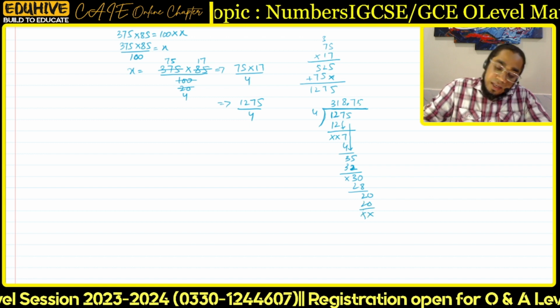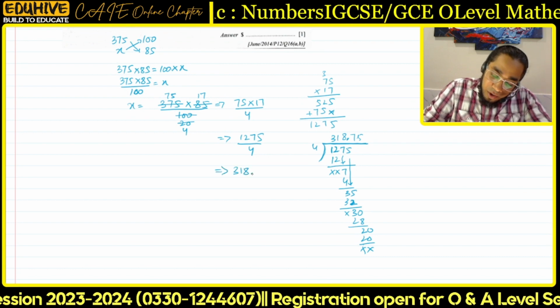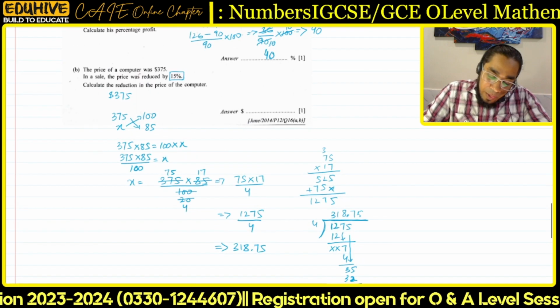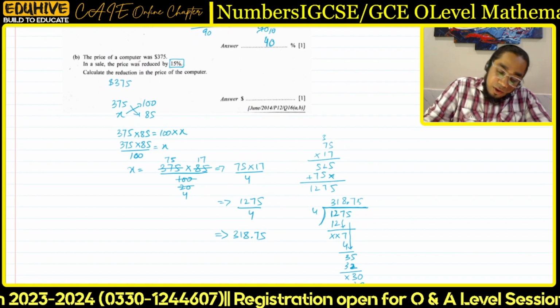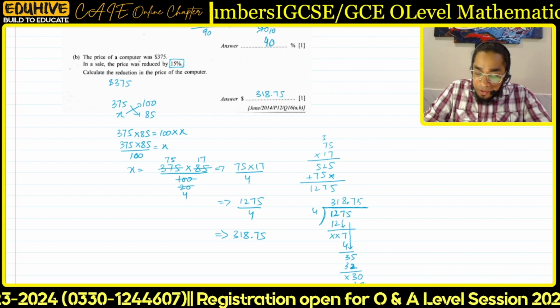It is totally cancelled, so it means that there was 318.75. That was the price. That is, the original price of your computer was 318.75.